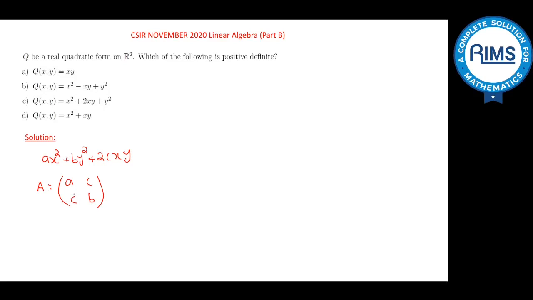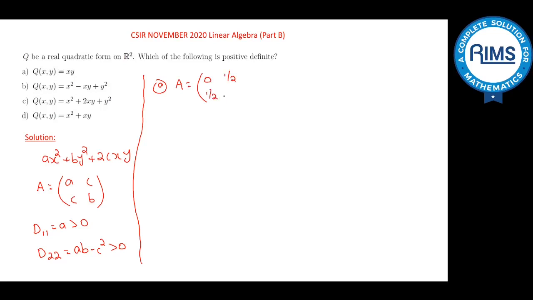What are the leading principal minors of this matrix? The leading principal minor of order 1, that is D11, equals the first entry, that is a, and the leading principal minor of order 2 is D22, which is equal to the determinant of the given matrix, that is ab minus c square. If both these leading principal minors are greater than 0, then the given quadratic form is positive definite. Okay, now consider the four options. Here I consider option A. What is the matrix corresponding to this quadratic form? A equals [0 1/2; 1/2 0].